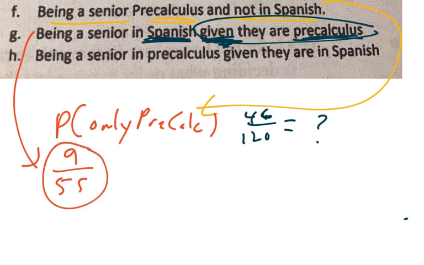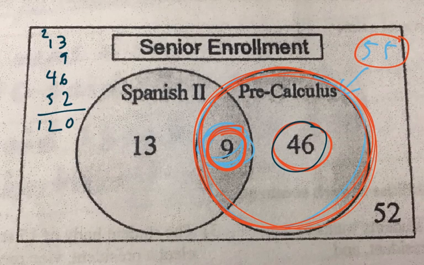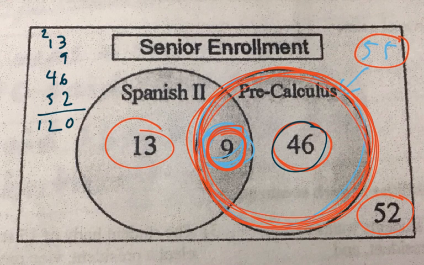The key thing is it's not 9 out of the 120, because we don't want to include people only taking Spanish or the 52 that took neither of them, right? We know we're right in here. This is our little world now. There's 55 that are taking pre-calculus. That's what they told us was given. And we know 9 took Spanish.